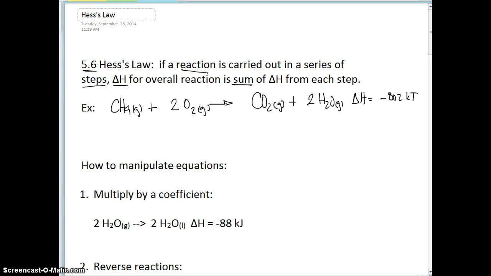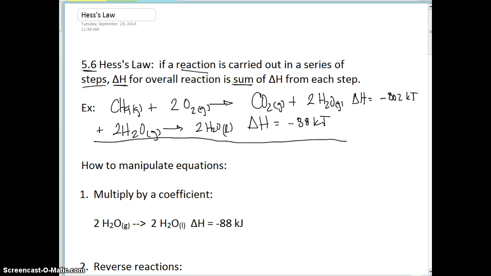Now, also, if we were looking at, let's say, taking the water, H2O, from a gas to a liquid, in order to go from a gas to a liquid, you have to remove heat. And so we'd have to remove about 88 kilojoules of heat. And we could say that these are two steps that we could sum.